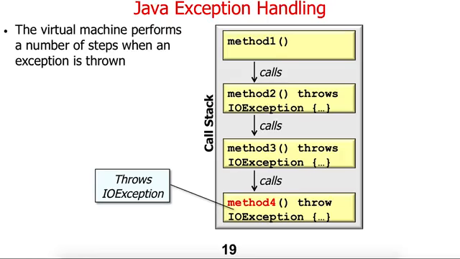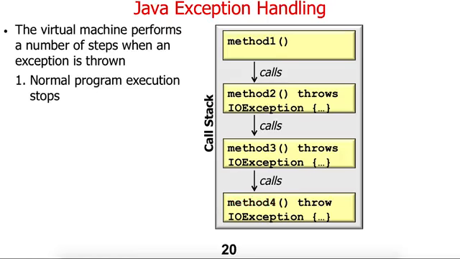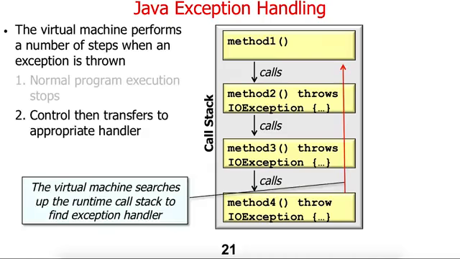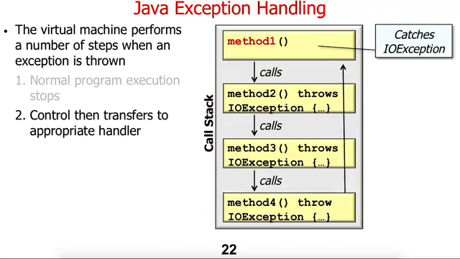When method 4 throws the I/O exception, normal program execution stops. Control then transfers to the appropriate exception handler, which may involve the virtual machine searching up the runtime call stack to find an appropriate handler for the I/O exception. For the sake of discussion, we'll have method 1 catch the I/O exception and perform the appropriate action, such as informing the user that the storage device is full.